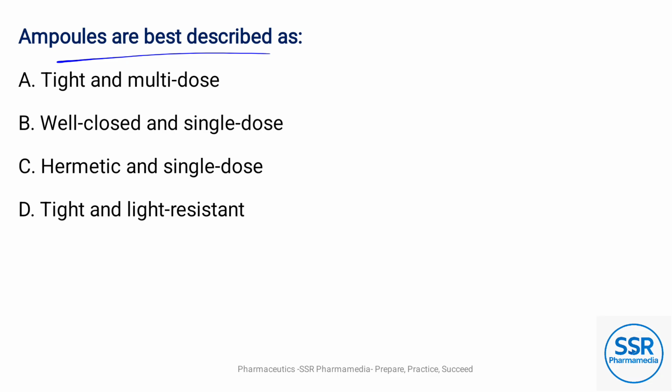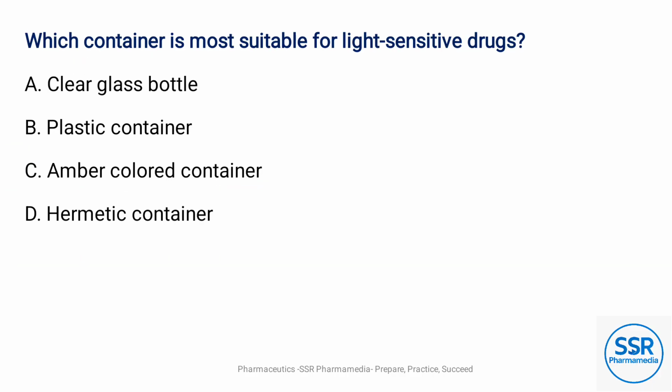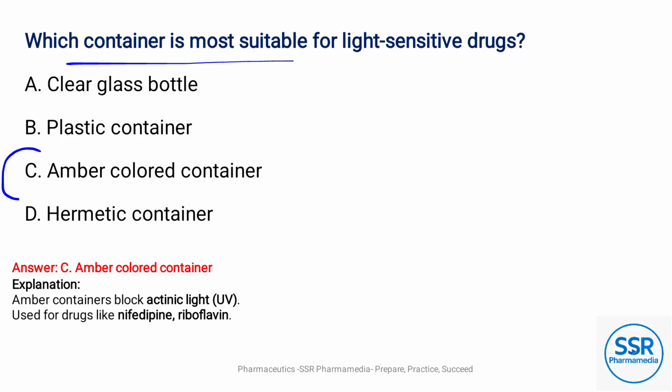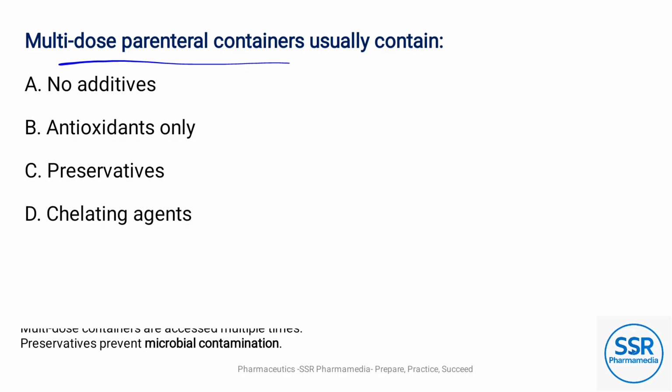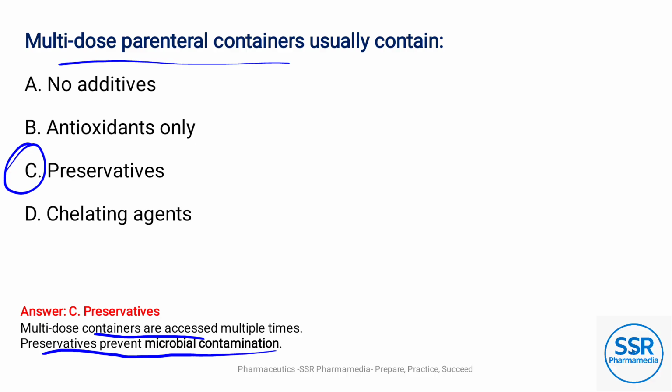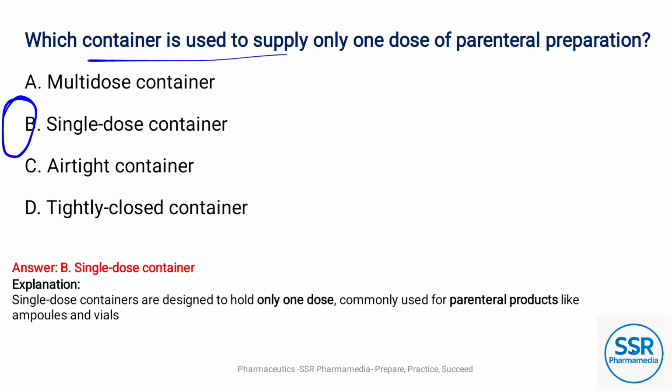Ampoules are best described as, option C, hermetic and single dose containers. Which container is most suitable for light sensitive drugs? Option C, amber colored container. Amber colored container blocks actinic light, that means UV light. Multidose parenteral containers usually contain, option C, preservative. Multidose containers are accessed multiple times, so they contain a preservative to prevent microbial contamination. Which container is used to supply only one dose of parenteral preparation? Option B, single dose container.